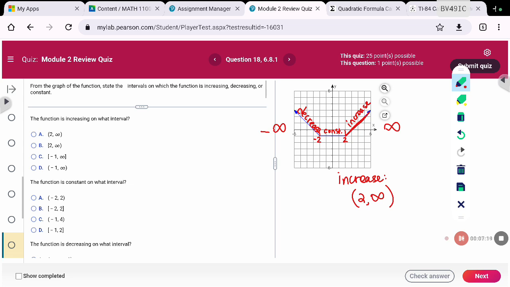The next part wants to know where it's constant. Well, it's constant in that middle part, so it starts being constant at -2, and it stays constant until it gets to +2. And the last part wants to know where it's decreasing. So it starts decreasing all the way from the left side at -infinity until it gets to -2.